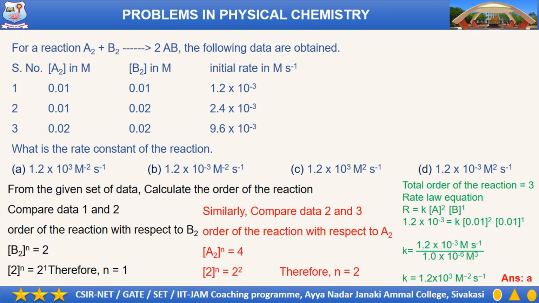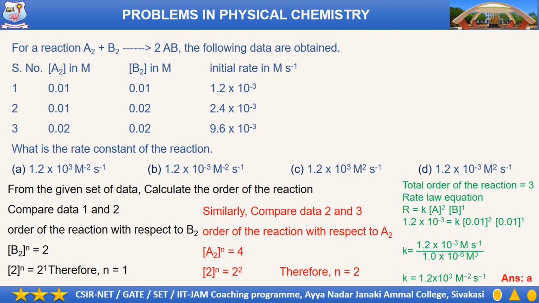Similarly, now you have to find the order with respect to A, for which you have to choose two sets of data such that the B concentration is cancelled. Order with respect to A is second order, with respect to B is first order, and the total order is third order. And what is the rate law? Rate law is equal to K into A power 2 and B power 1. This is the rate law equation.